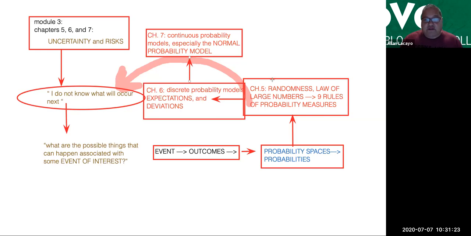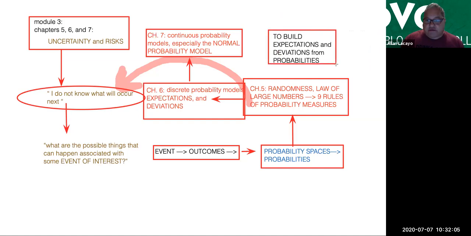And at the end of module 3, we will be able to build expectations and deviations from expectations from probabilities. Probabilities first, that helps us measure expectations and deviations, and that gives rise to models that help us understand uncertainty and risks. And that is our roadmap for module 3.